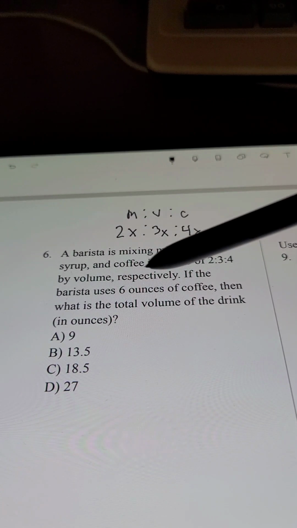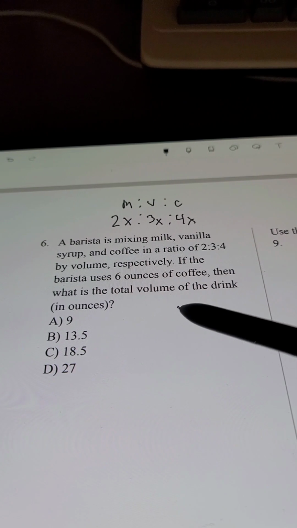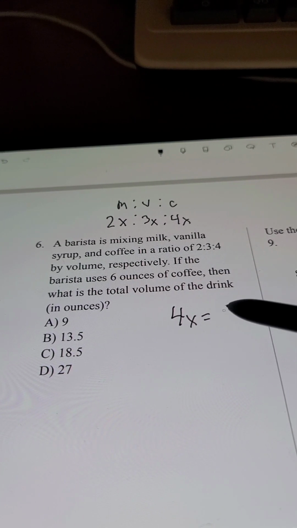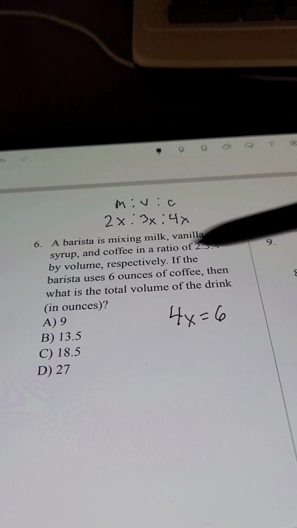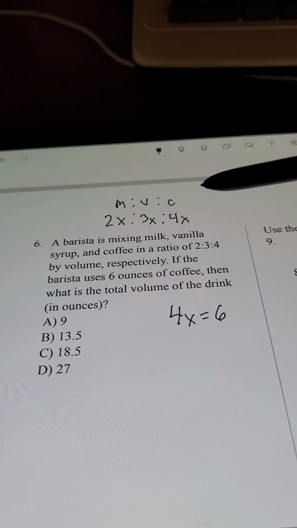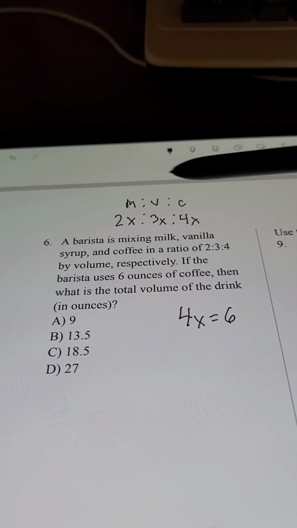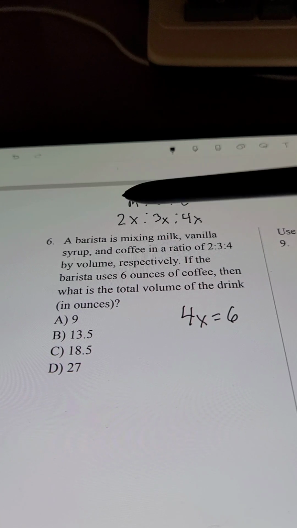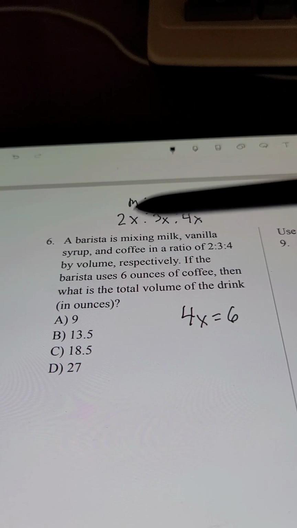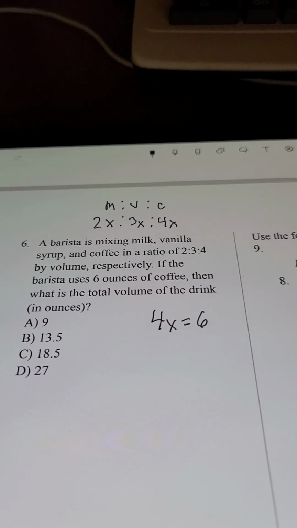So if the barista uses 6 ounces of coffee, and coffee is represented by 4x, we can say that 4x is equal to 6 ounces of coffee. And then we want to find the total volume of the drink in ounces. So then I can use what I find for X to plug into X here, here, and here, add all those up, and I get the total volume.